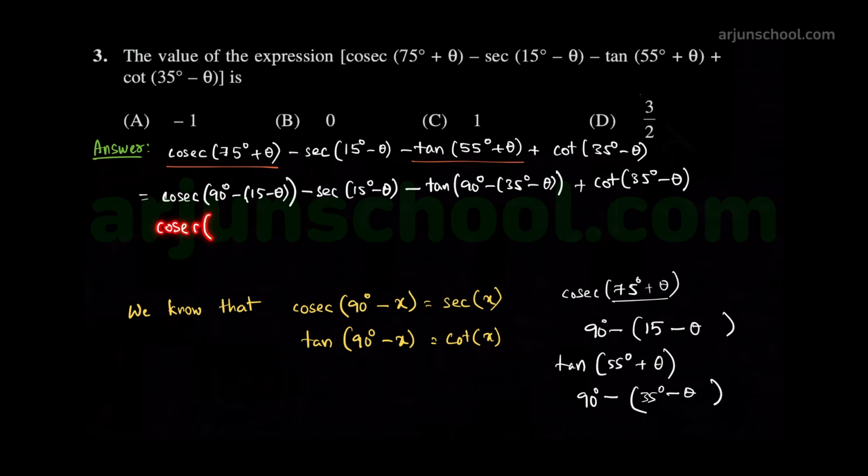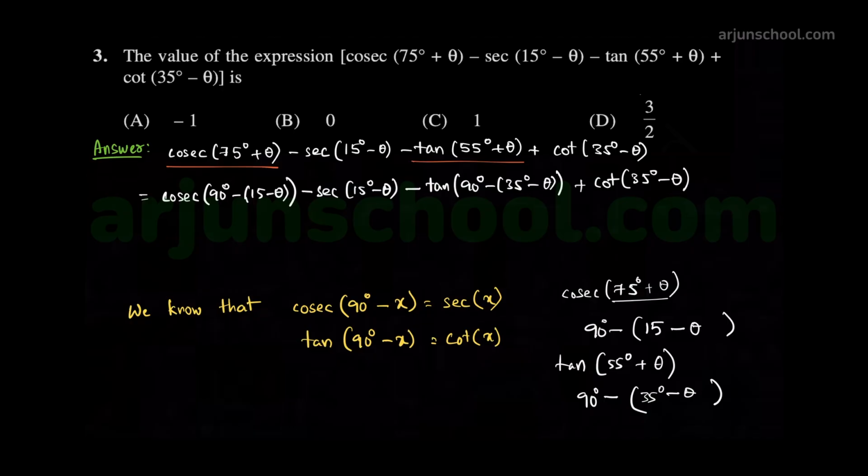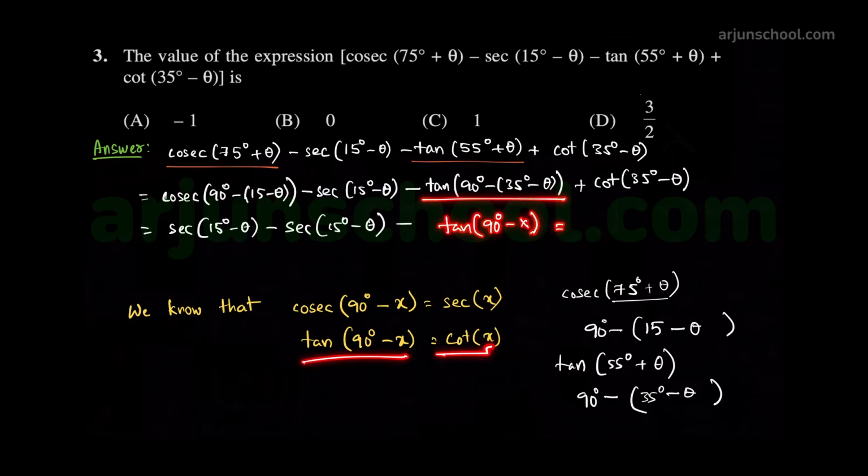you know that cosecant of 90 degrees minus x is equal to, where x is 15 degrees minus theta, is equal to secant of x. What is x here? 15 degrees minus theta. So we can write it as secant of 15 degrees minus theta minus, we already have secant of 15 degrees minus theta minus, how can we write tan 90 minus x? We can write it as cot x.